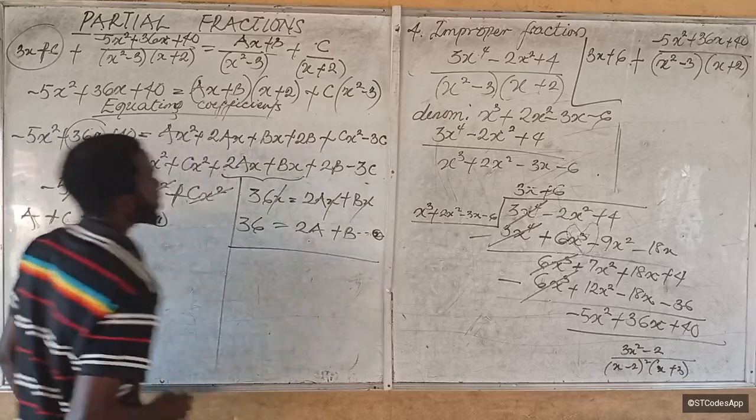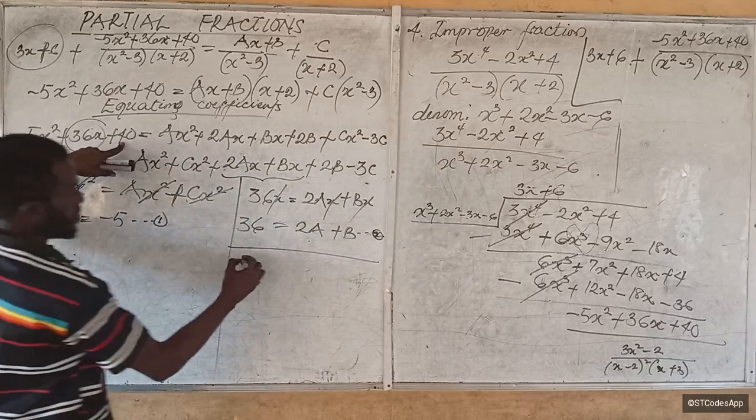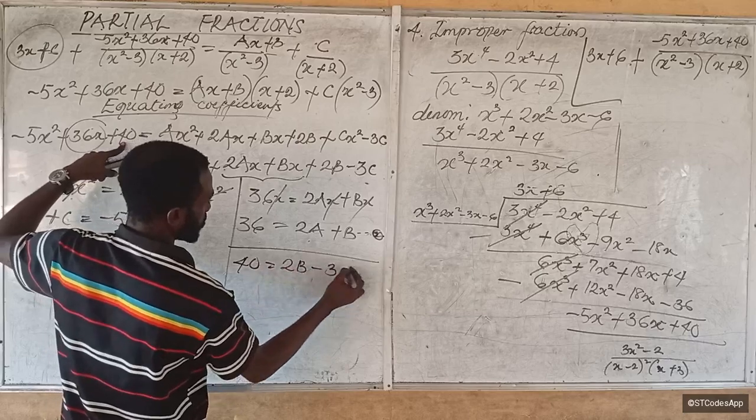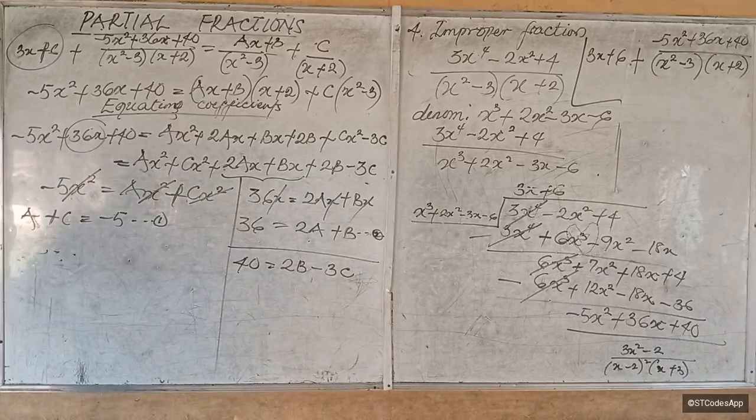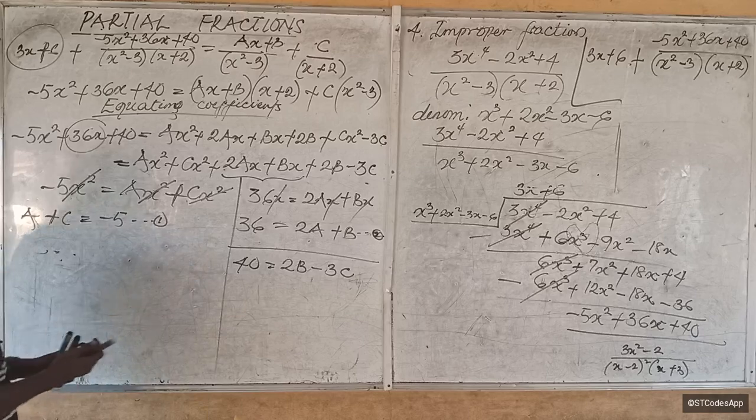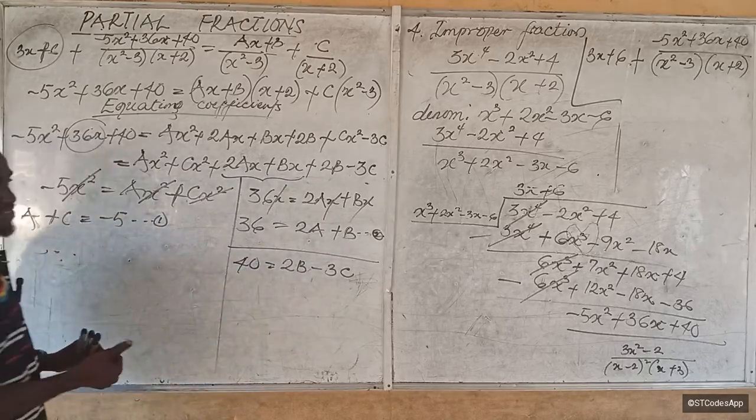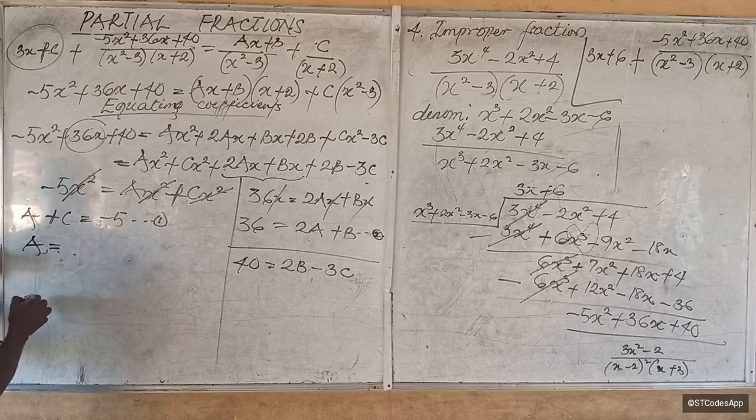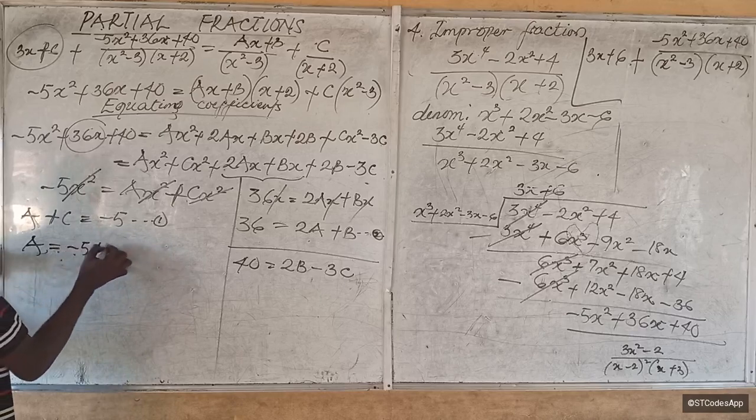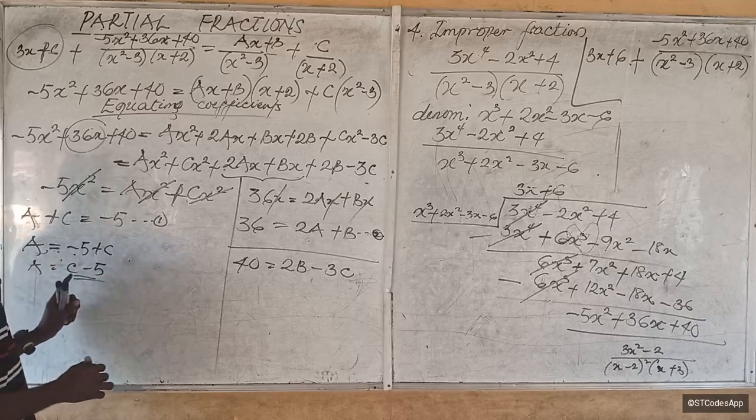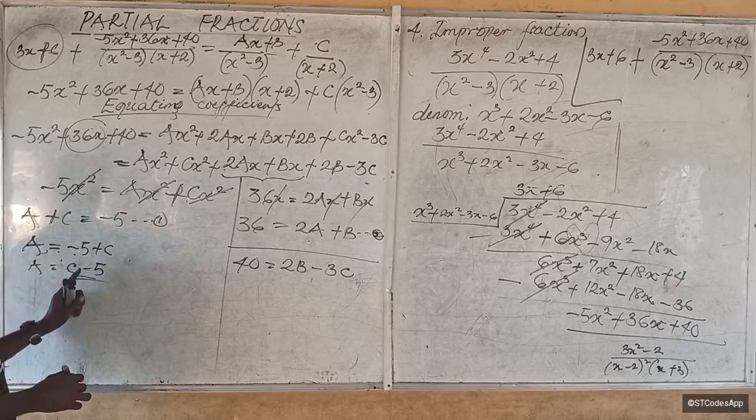Then we also know that this constant 40 here will be contributed by only the constants we have here. Those are 2b minus 3c. So from here, let's look at the equations that are alike. For example, there are no two equations that look alike, that have the same term, right? So we can equate one. For example, here we can say that let A be equal to minus 5 plus C. That is, A is equal to what? C minus 5.